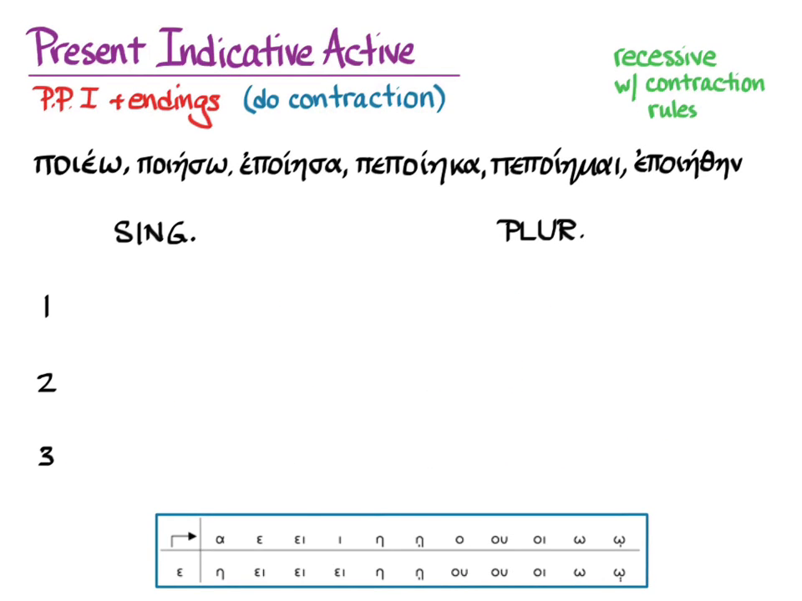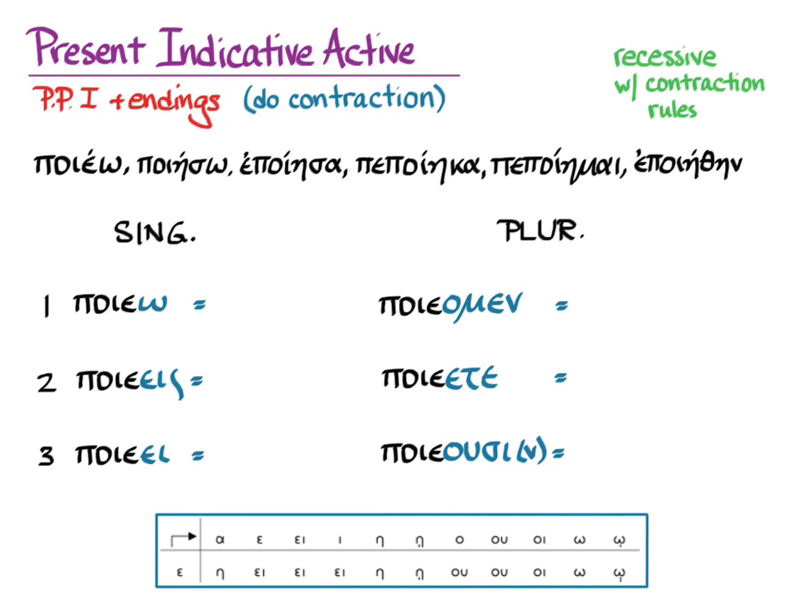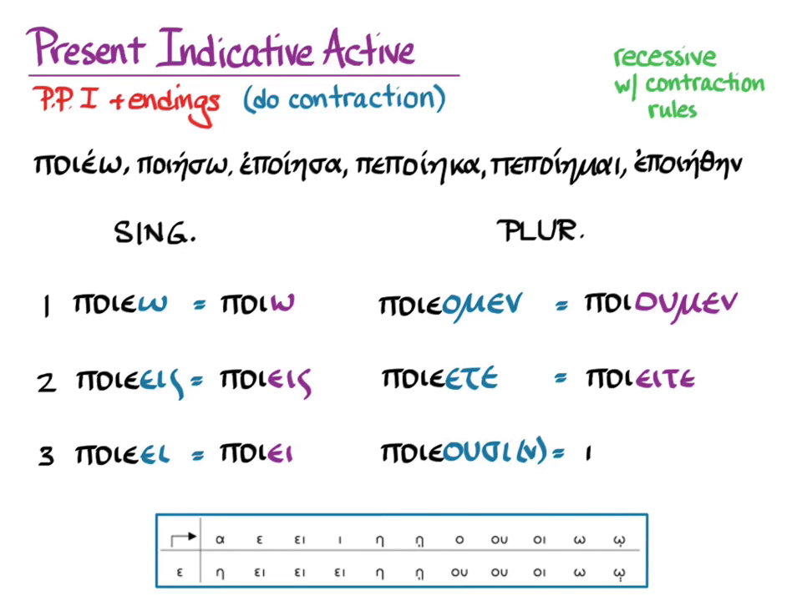So let's do that. We'll need our stem from the first principal part, poie, and we're going to be combining that with the endings that we know, and what comes out is poio, poieis, poiei, poioumen, poieite, poiousi.